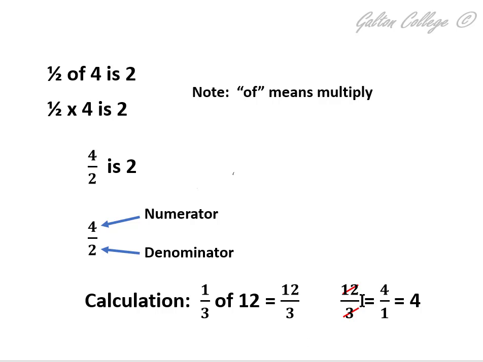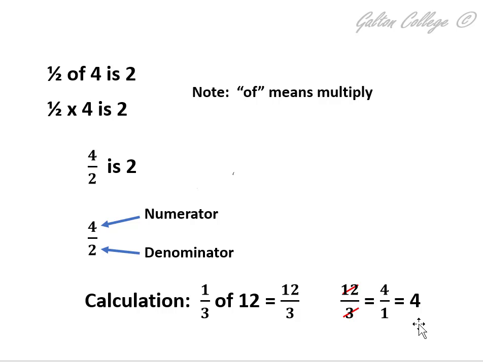Now 12 divided by 3, well, we can cancel here. We can cancel out common numbers. So we get 3 into 3. 3 divided by 3 is 1. So we have to divide the numerator by the same. So 12 divided by 3 is 4. Now 4 divided by 1 is 4. So we have just moved across in a very straightforward fashion.